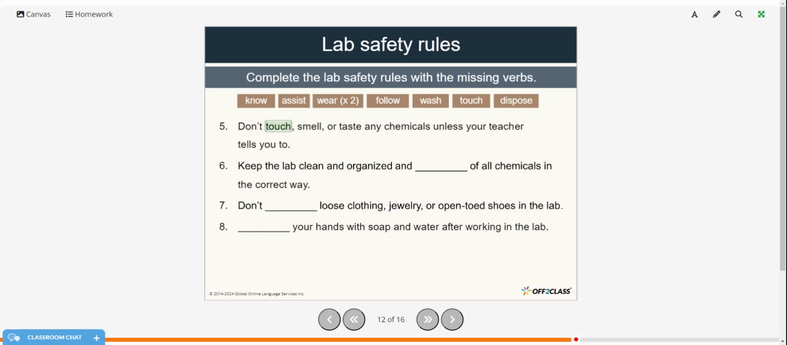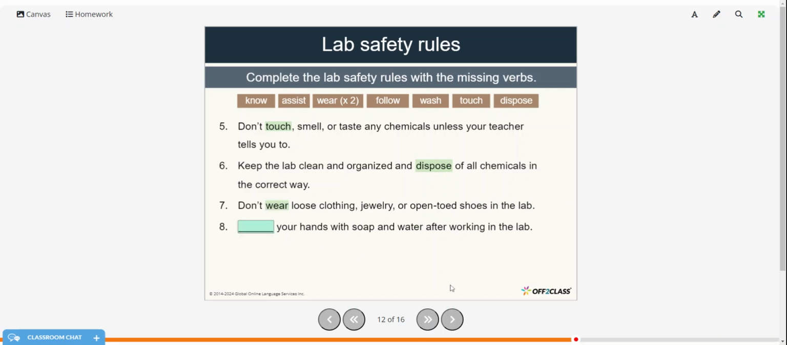Don't touch, smell, or taste any chemicals unless your teacher tells you to. Keep the lab clean and organized, and dispose of all the chemicals in the correct way. Don't wear loose clothing, jewelry, or open-toed shoes in the lab. And wash your hands with soap and water after working in the lab.